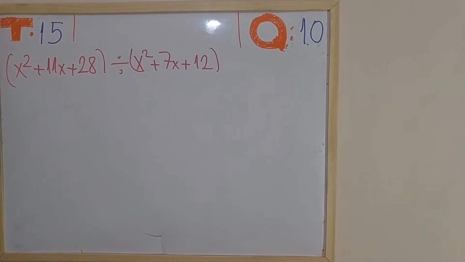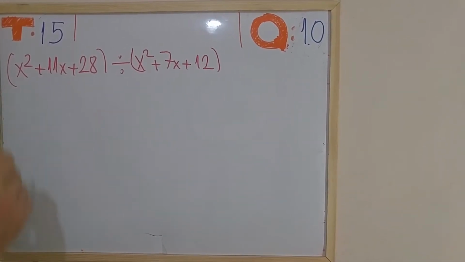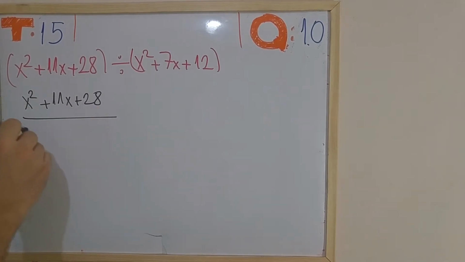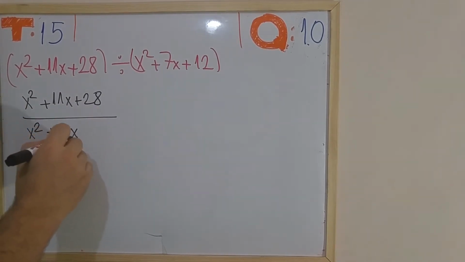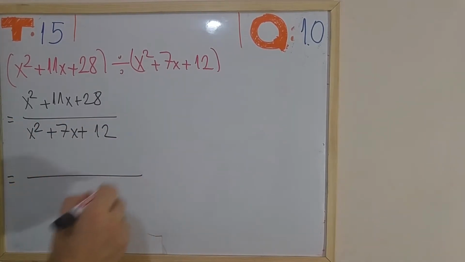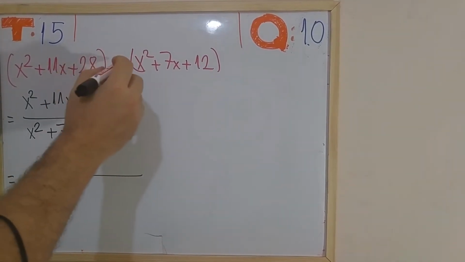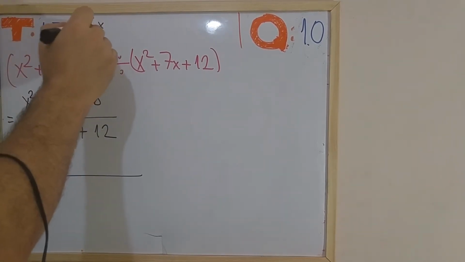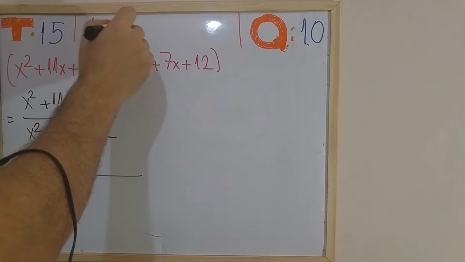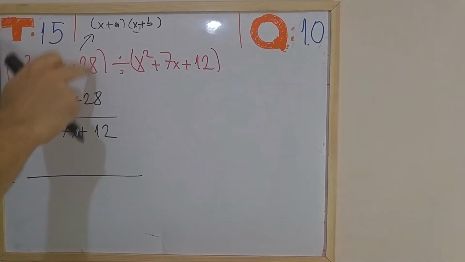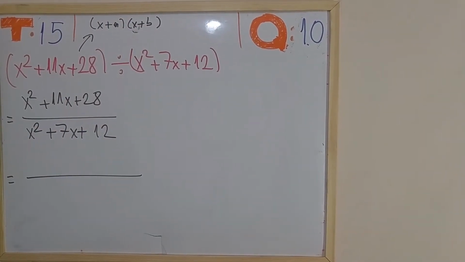We're supposed to find the quotient of these polynomials. Actually, we can say it like this. First, x squared plus 11x plus 28 divided by x squared plus 7x plus 12. Actually, I can say that the polynomial here is equal to some polynomial like (x plus a) times (x plus b), right? Let's find out these two numbers, a and b, in order to simplify it.